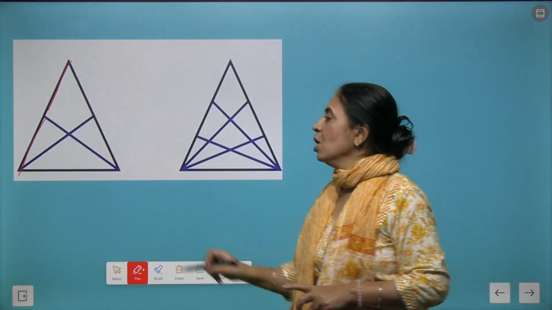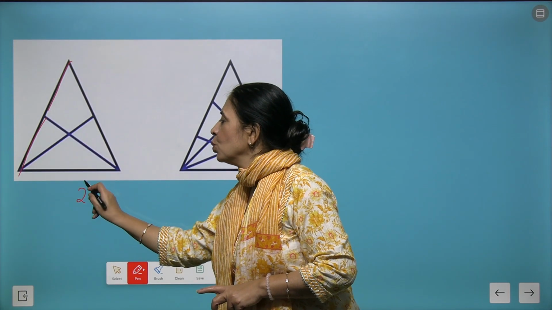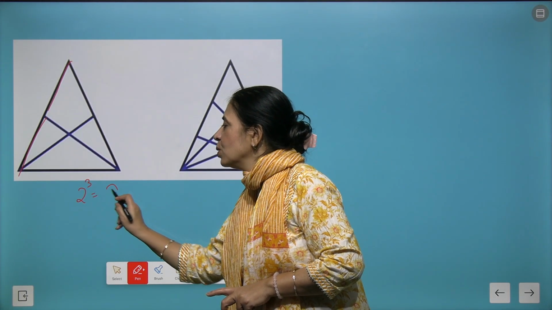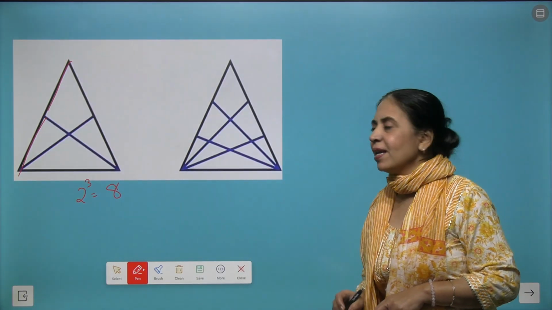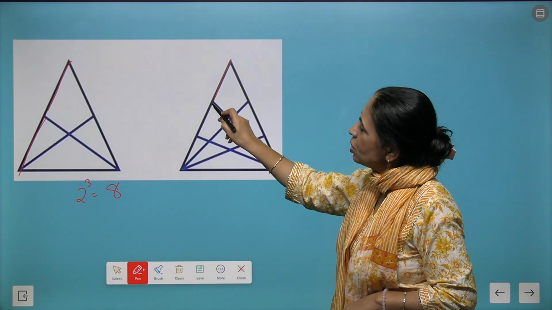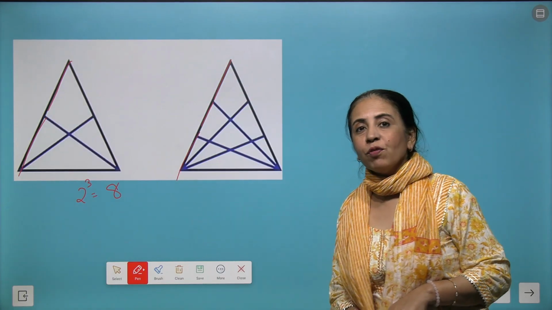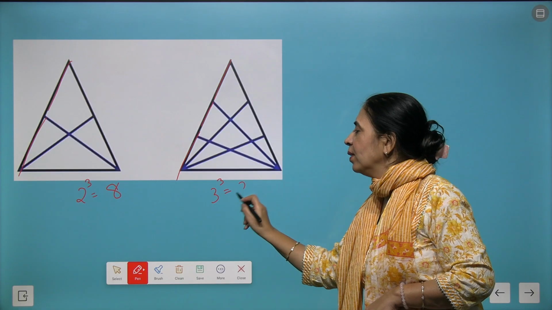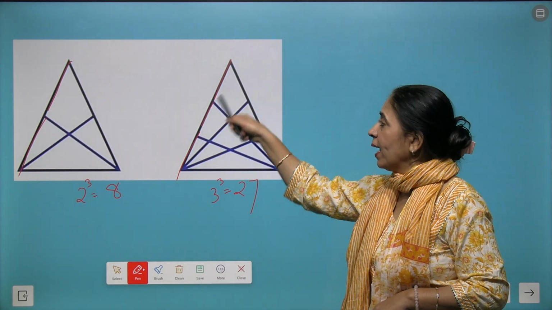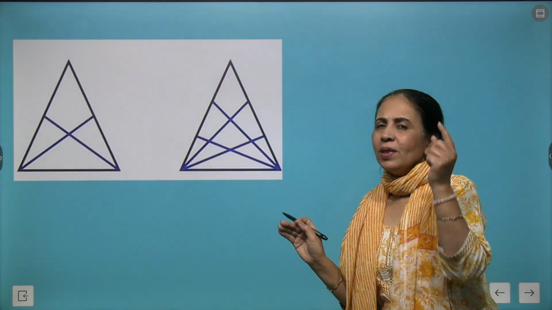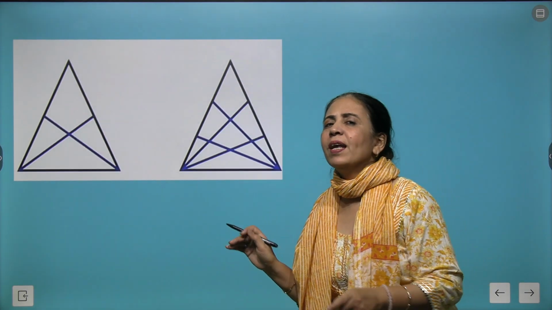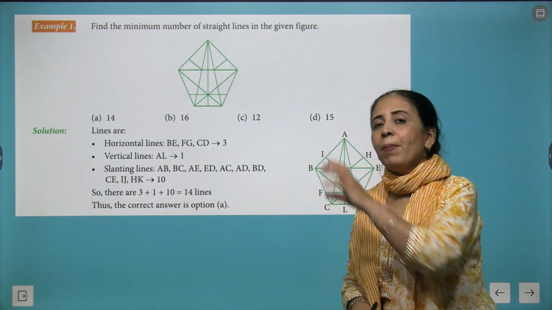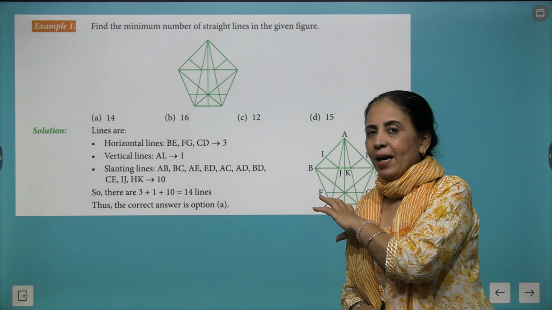2 partitions. So we write down 2 cube. That comes out as 8. So interesting. Let's look how many partitions we have here. We have 3 partitions. So I write down 3 cube, and there are 27 triangles in this figure. So these quick tricks will definitely help you to solve the puzzle figures that we are bringing ahead.